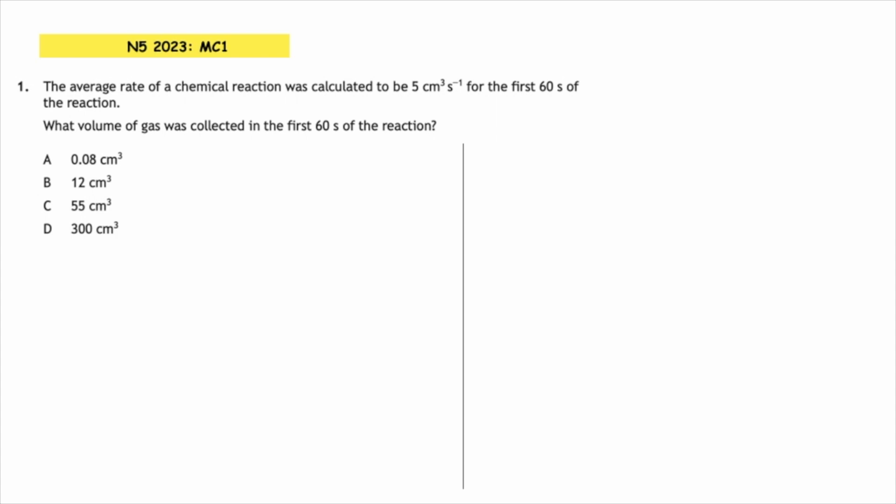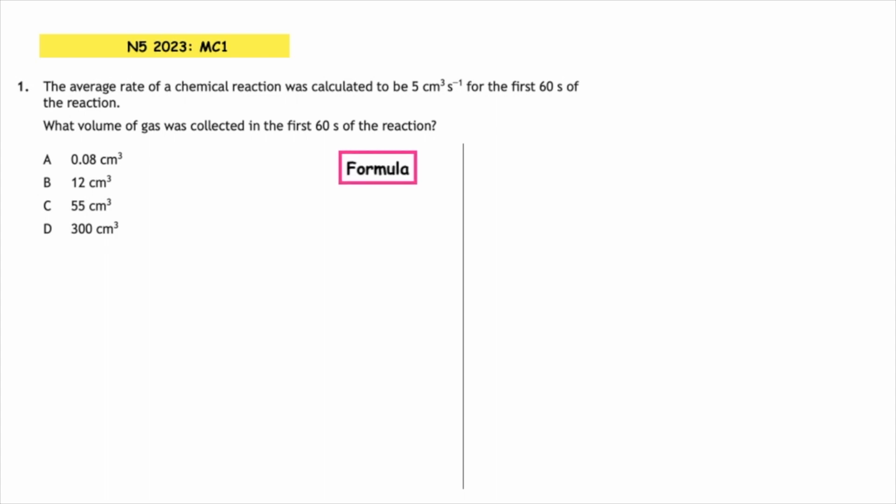National 5, 2023, multiple choice 1. The average rate of a chemical reaction was calculated to be 5 centimetres cubed per second for the first 60 seconds of the reaction. What volume of gas was collected in the first 60 seconds?